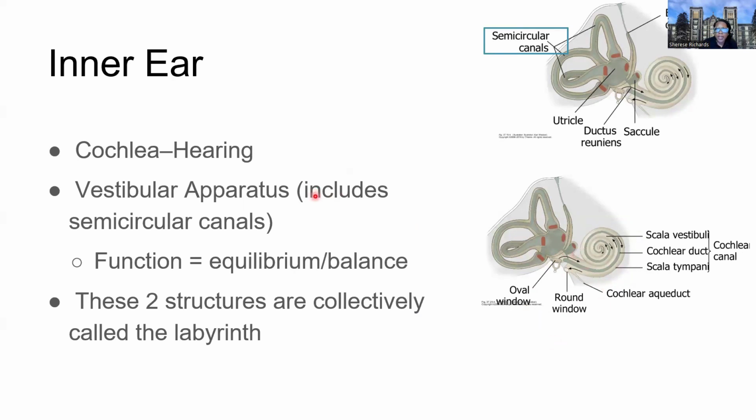Right. Now, there are two parts to the bony labyrinth. One is the cochlea. The cochlea is involved in hearing. The other is the vestibular apparatus, and the vestibular apparatus contains the semicircular canals as well as the utricle and saccule. So these parts of the labyrinth or the inner ear are involved in equilibrium, in balance, whereas the cochlea itself is involved in hearing. Together, both of these structures are known as the inner ear or the bony labyrinth or the labyrinth.